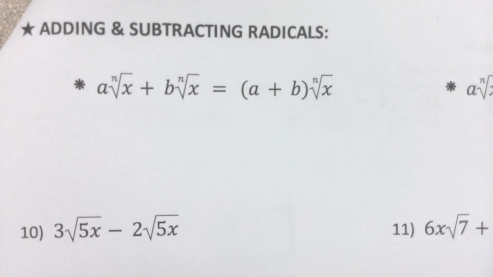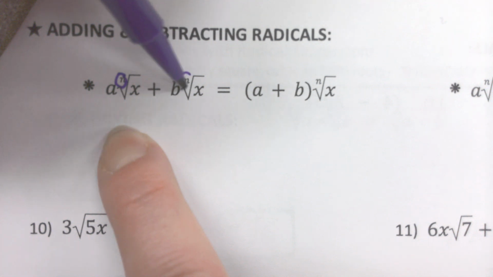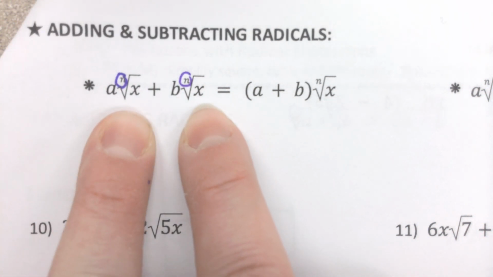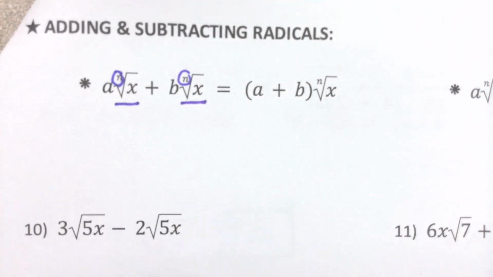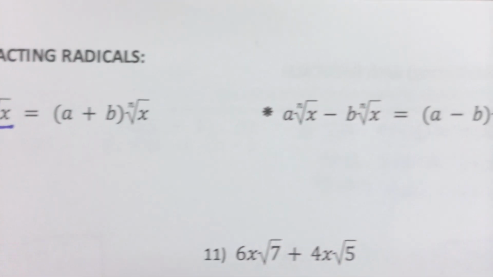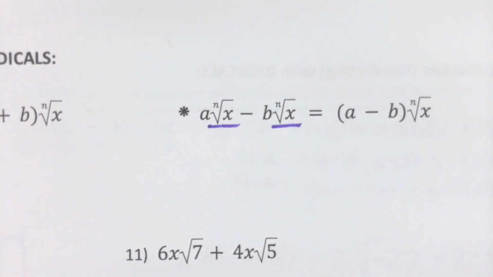So let's take a look at the 2 separate radicals here. They both have the same n, but they also have the same thing under the radical as well, an x. So not only do they have to have the same index, they have to have the same thing under the radical. The radicals must be exactly the same if you're going to add or subtract them. Same thing with the subtraction. They must have the exact same radical. If they don't, you can't combine them. It's a combining like terms thing.